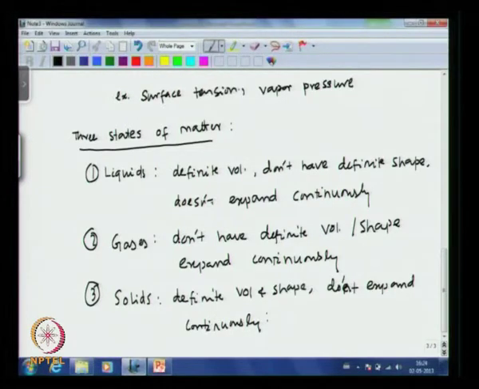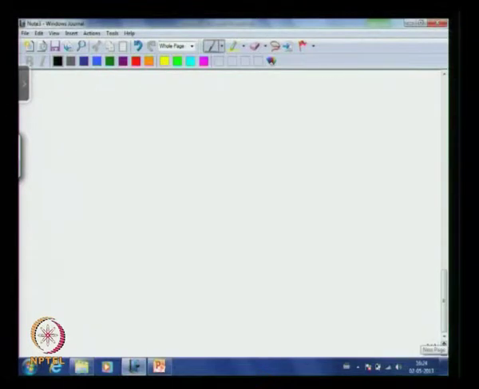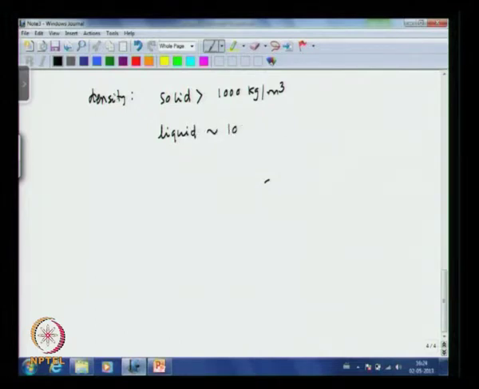Now, if we look at the density, if you compare the densities, the solid density is normally greater than 1000 kg per meter cube, the liquid density is about 1000 kg per meter cube, and the gas density is about 1 kg per meter cube.